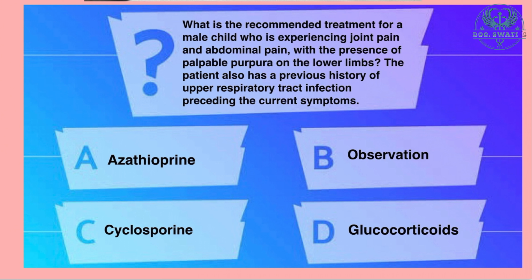Option A, azathioprine. Option B, observation. Option C, cyclosporin. Or option D, glucocorticoids. So which option do you consider is the right one? Well, yes, option B, observation is the correct answer.